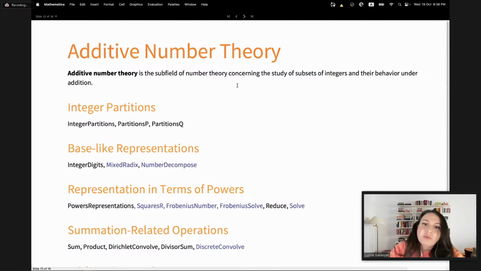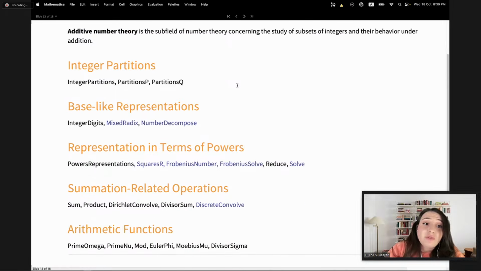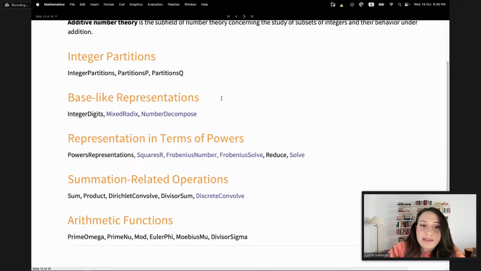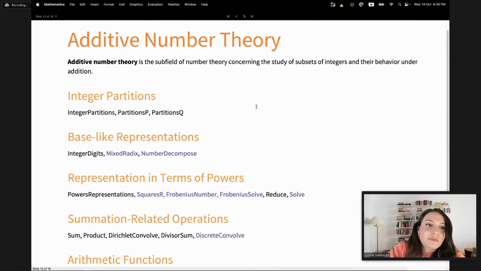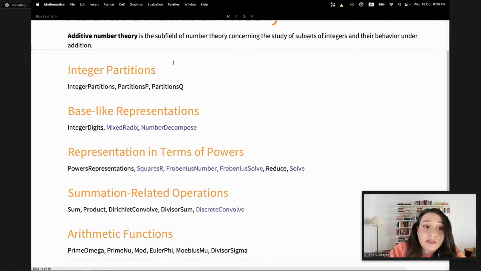Additive number theory. So there was multiplicative number theory and there was additive number theory. What is it? Additive number theory is the subfield of number theory concerning the study of subsets of integers and their behavior under addition. So here the groups are integer partitions, base representations, representation in terms of powers, summation related operations, arithmetic functions. We already talked about all of these functions, let's not go there, but this is just to tell you what additive number theory is, and the categories that the functions here are grouped into.